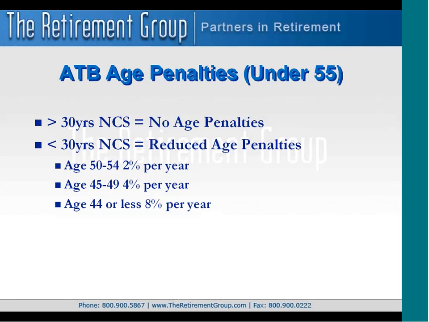Now, the age penalties worked a little bit differently as well, and if you had greater than 30 years, you wouldn't have any. But if you had less than 30 years with the company, you were going to have a sliding scale of age penalties, so 2% a year if you were age 50 to 54, 4% a year from 45 to 49, and 8% a year anybody who was under the age of 44. So this is a cumulative formula. So if they were 47, for instance, they would have 5 years at 2% and then 3 years at 4%. So 10 and 12 is 22% age penalties.